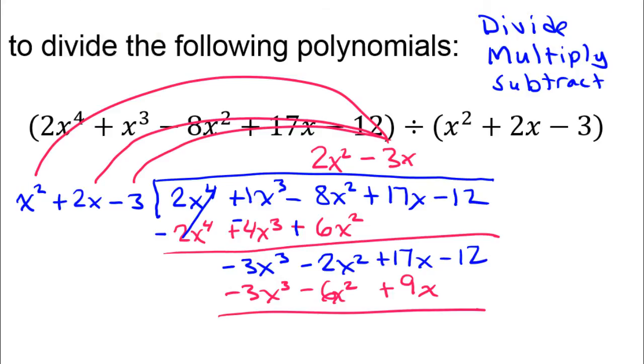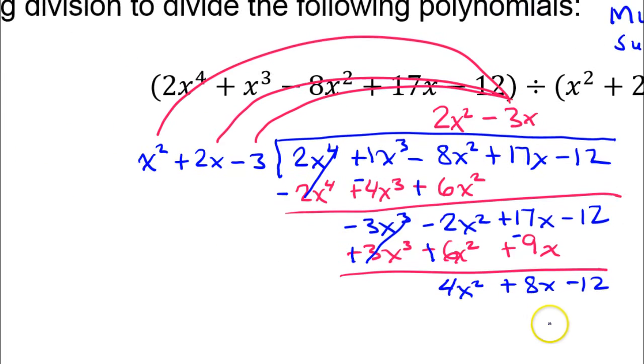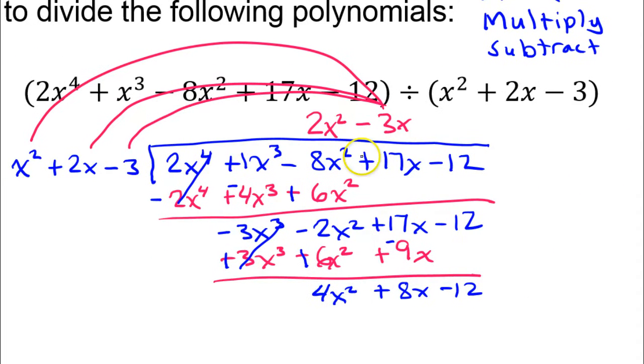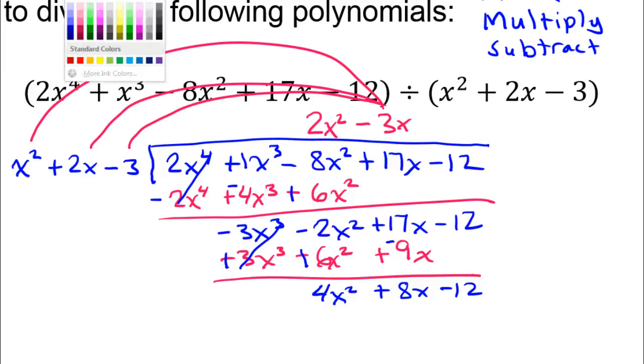Best way to subtract is to change the signs. So boom, boom, kabam. These cancel out. Negative 2 and positive 6 is 4x squared. 17 minus 9 is 8x. And then negative 12 has nothing to combine with, so I'll just bring that down. And then we start over one more time.